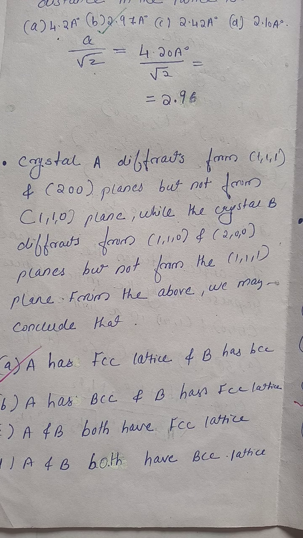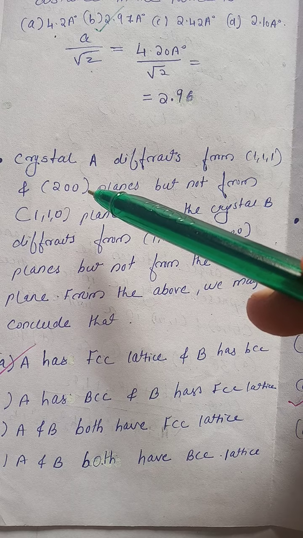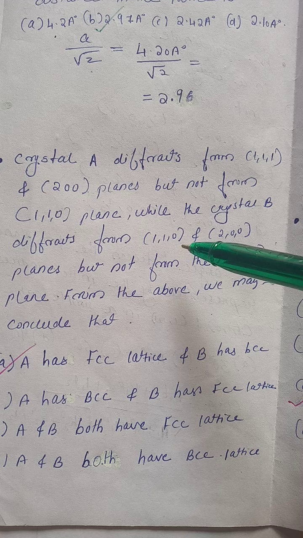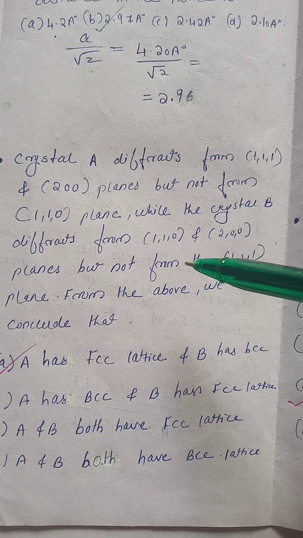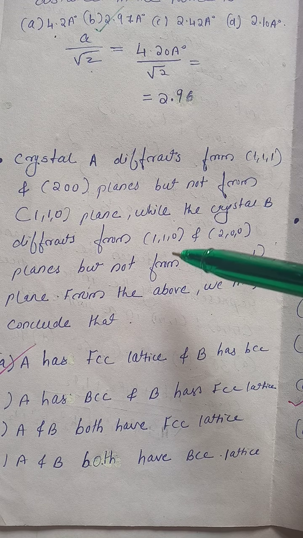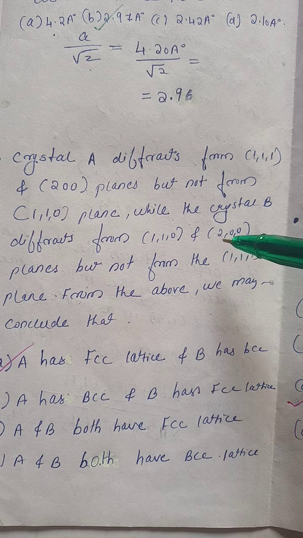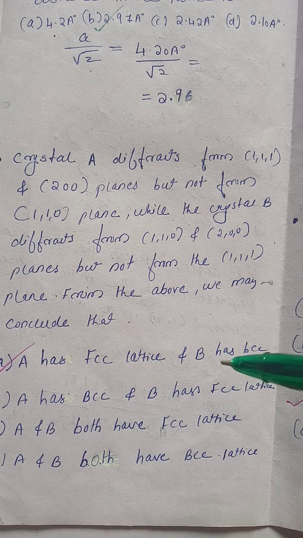So let me check which condition is for FCC and which is for BCC. Here all are odd and here all are even. So this condition is corresponding to FCC. And here all are not odd. So we have to go for next condition, that is H plus K plus L is even or not. We have to check. So here 1 plus 1 plus 0 is 2, even. Here also 2 plus 0 plus 0, 2. So this condition is for BCC. So our answer is A has FCC lattice and B has BCC.